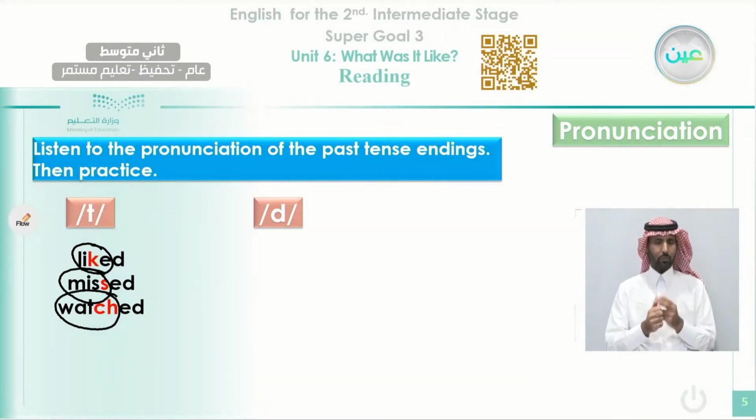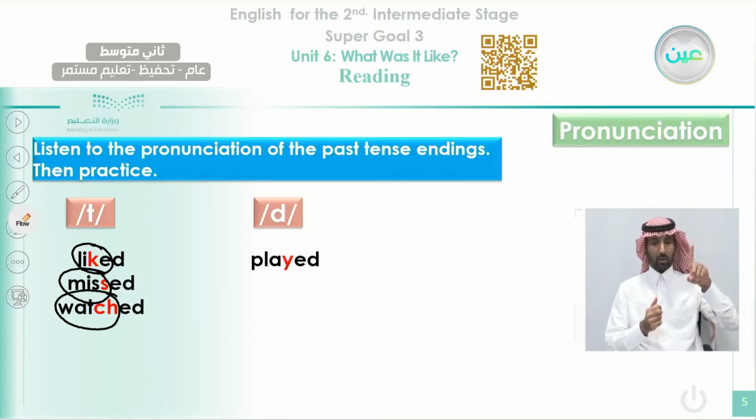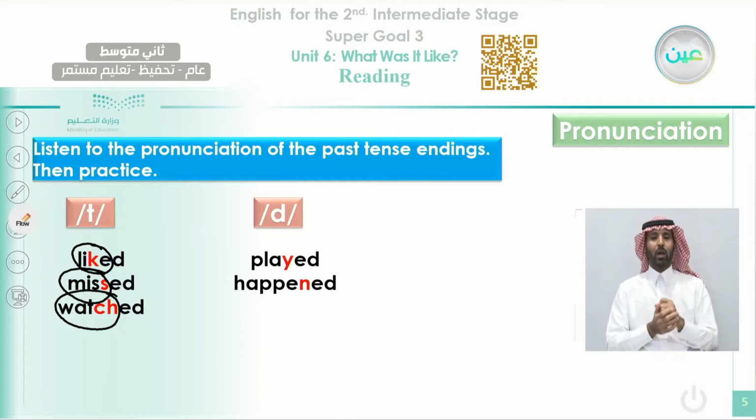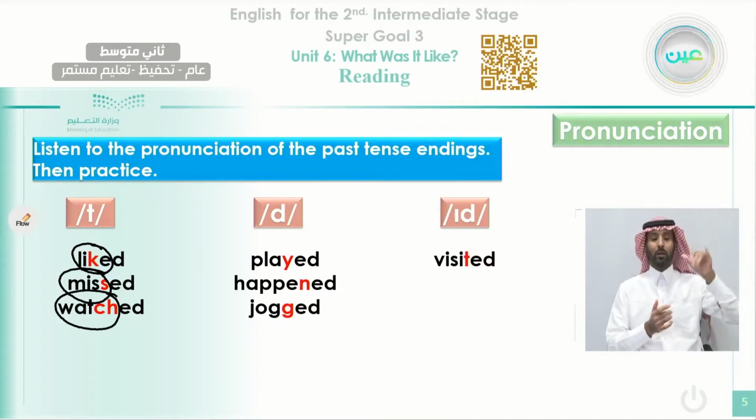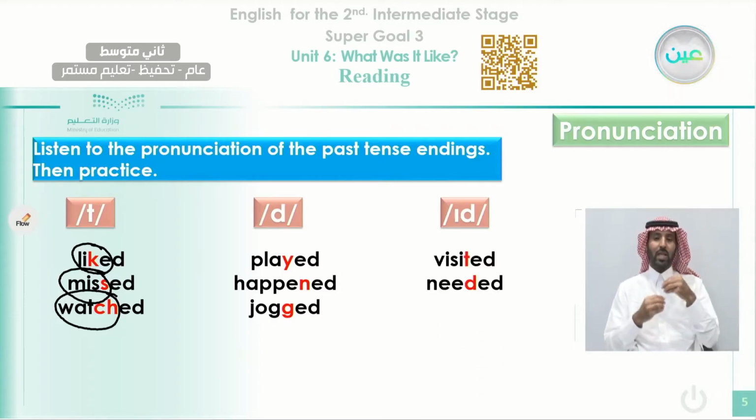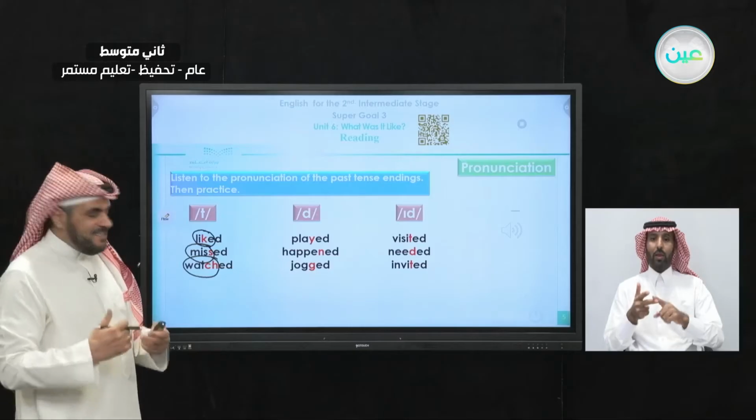We have d here, as we can see here, pronounced as a d sound, as in played, as in happened, as in jogged. Okay, and pronounced as id, as in visited, as in needed, as in invited. Invited. You notice here, these 3 words are pronounced with the id sound.